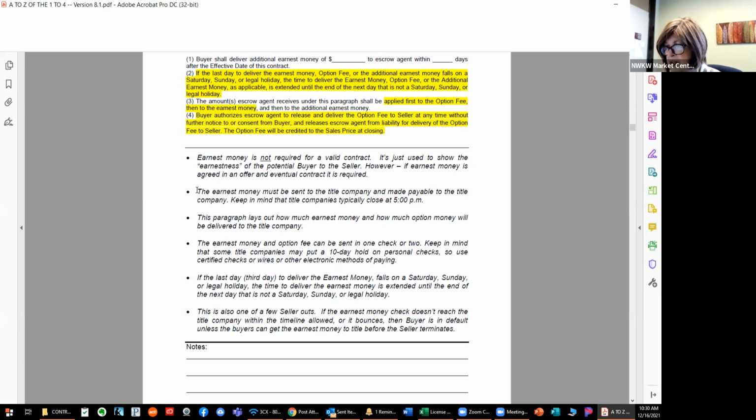So the earnest money must be sent to the title company and made payable to the title company. And keep in mind that title companies usually close at 5 o'clock. So if you're expecting to take it over after 5 o'clock on a work day and expect them to be there, they may not be. You may have missed your time to deliver those checks. And that's kind of scary, because that could affect your being able to stay in the deal.